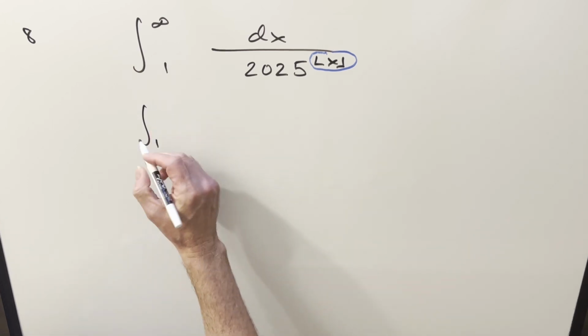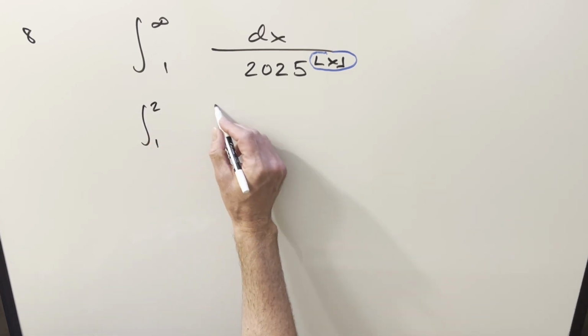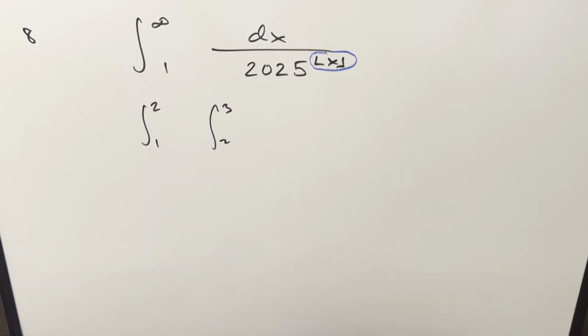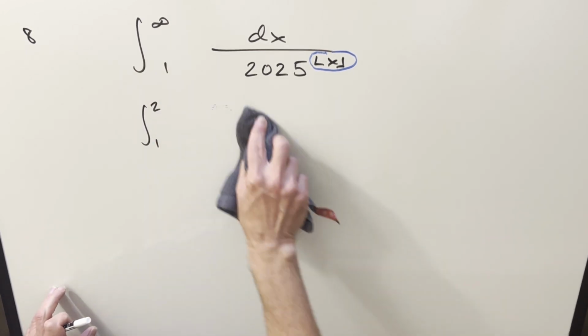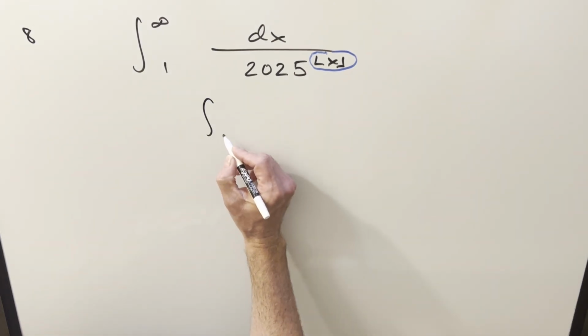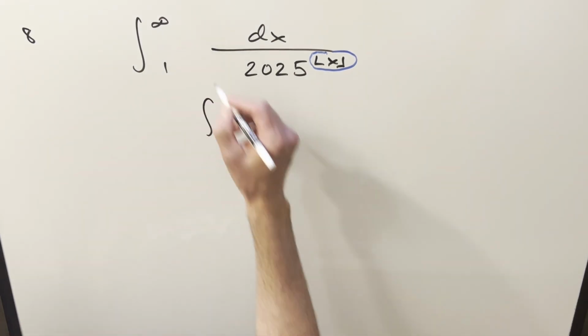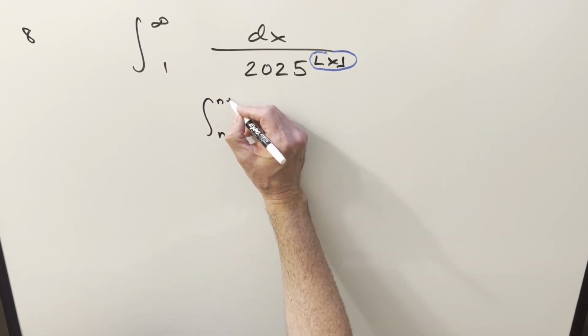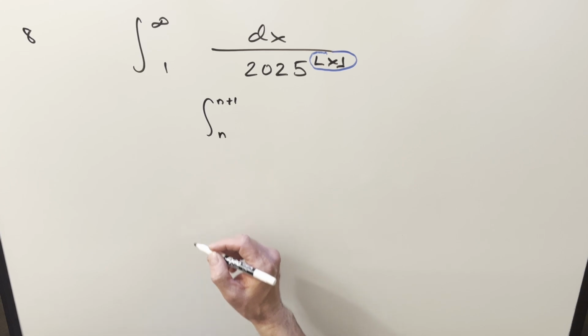So we would just do an integral from 1 to 2, 2 to 3, 3 to 4, all the way to infinity. And so it's going to be a big sum of integrals. What I can do is generalize one of these, creating the bounds some random n value between 1 and infinity. So we'll create an integral from n to n plus 1 where n's an integer.